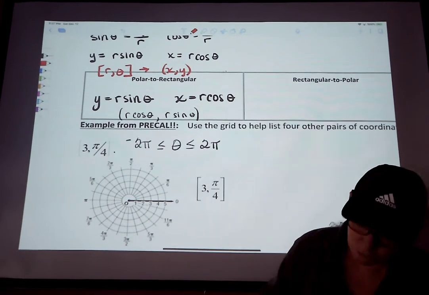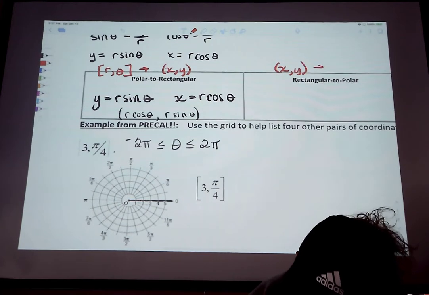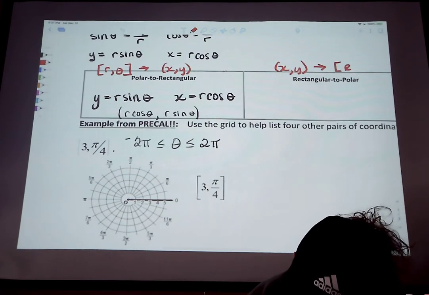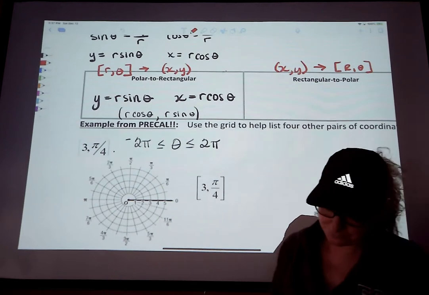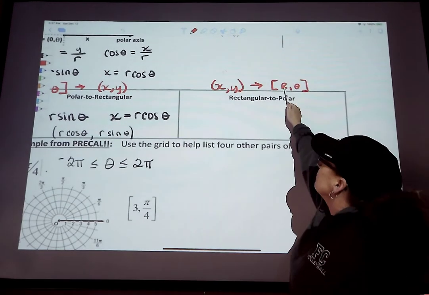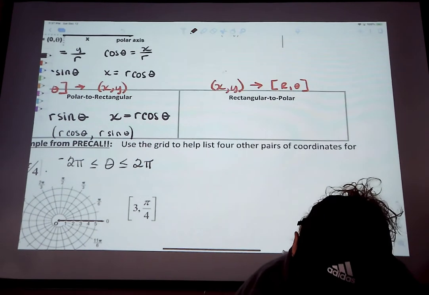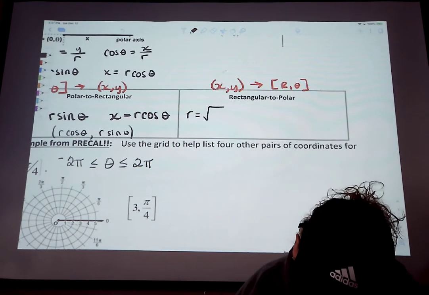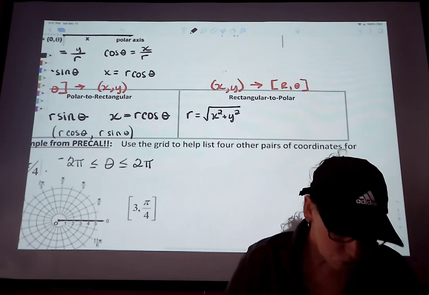And over here, what if we start in rectangular? So what if we start with an ordered pair? How do we convert it to polar? The first thing you're going to need is to figure out r. Well, that's just your hypotenuse. R is equal to, do your Pythagorean theorem. Super easy.